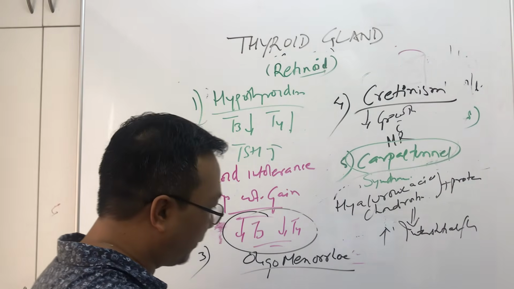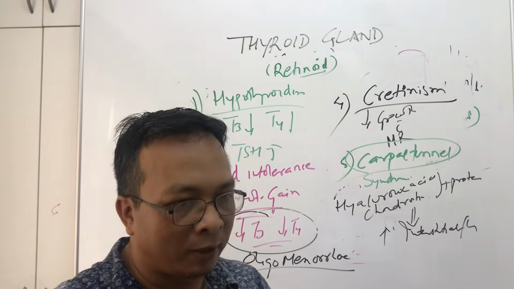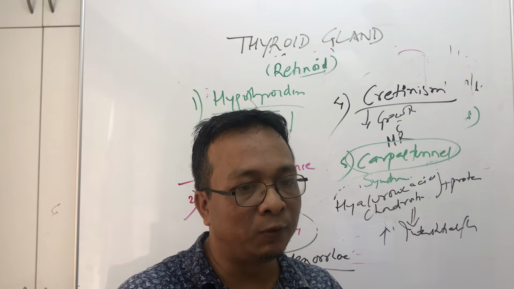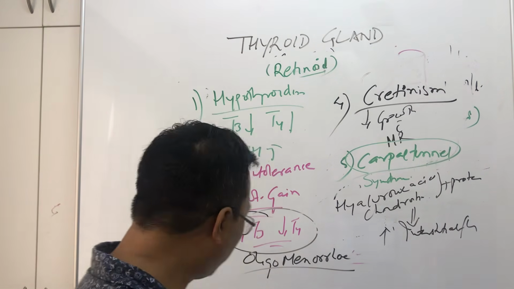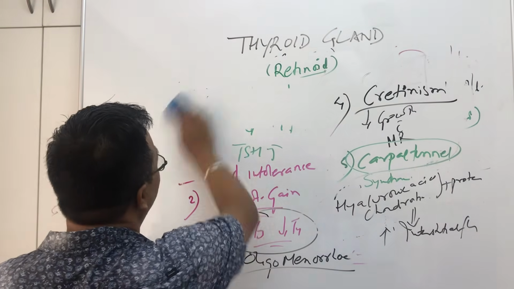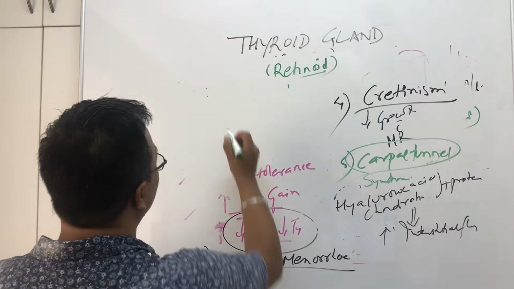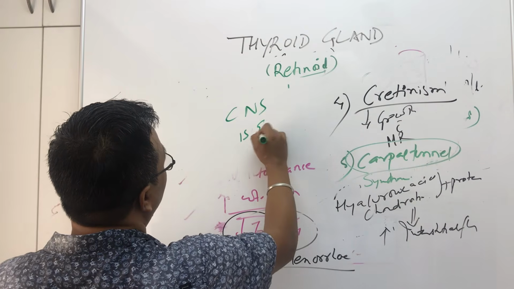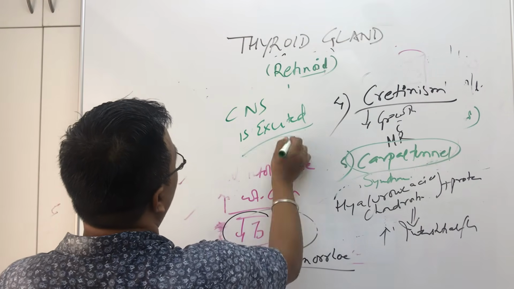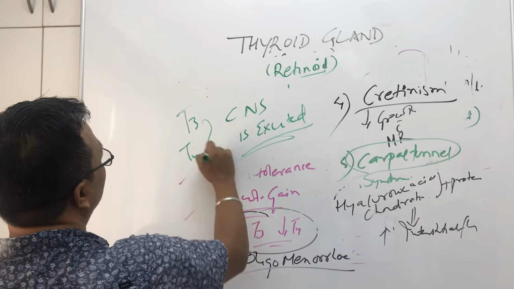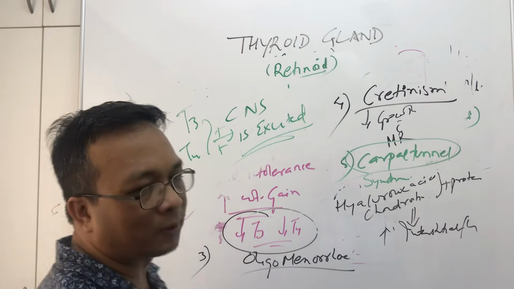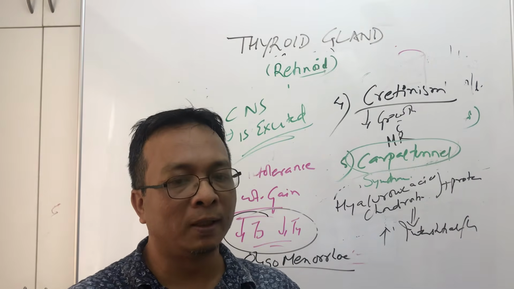And what else? The thyroid hormones, especially T3 and T4, increase the CNS sensitivity. The central nervous system is highly excitable. So more T3 and T4 will excite the central nervous system. More T3 and T4 in the blood, more excitation.